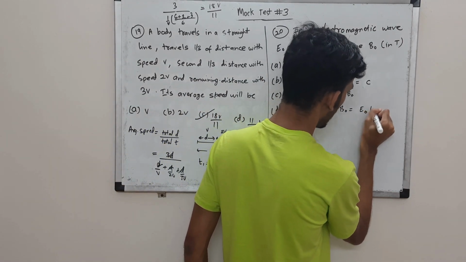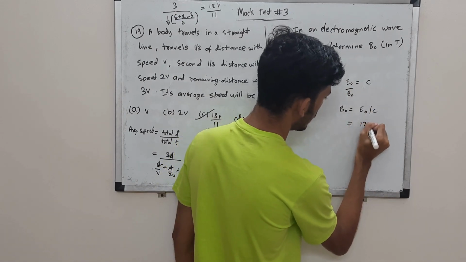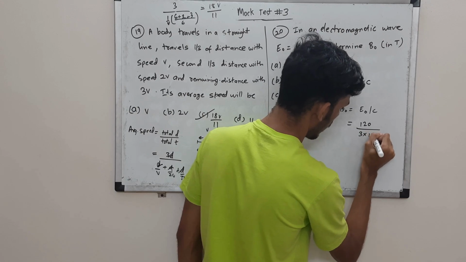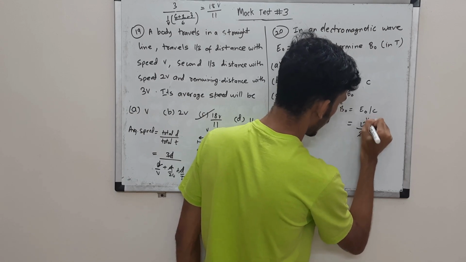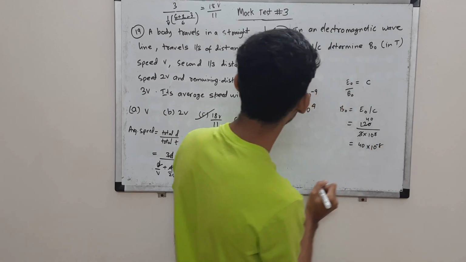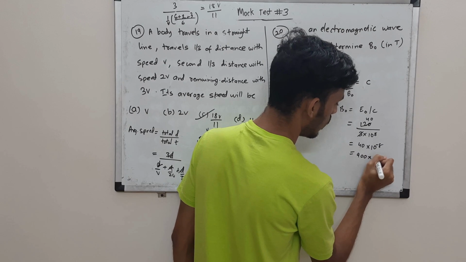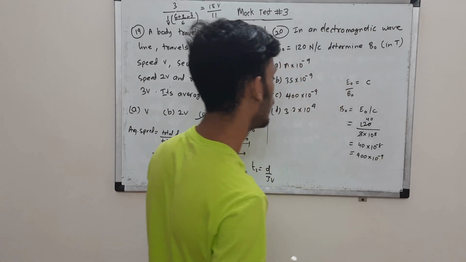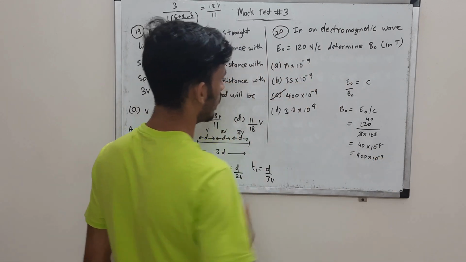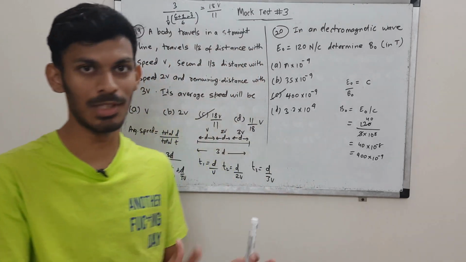E naught is 120 and C is 3 into 10 to the power 8. So this is 40 into 10 to the power minus 8. Over here we have everything in terms of minus 9, so 400 into 10 to the power minus 9, which is option C. Again, option C. So that's all from the MCQs.